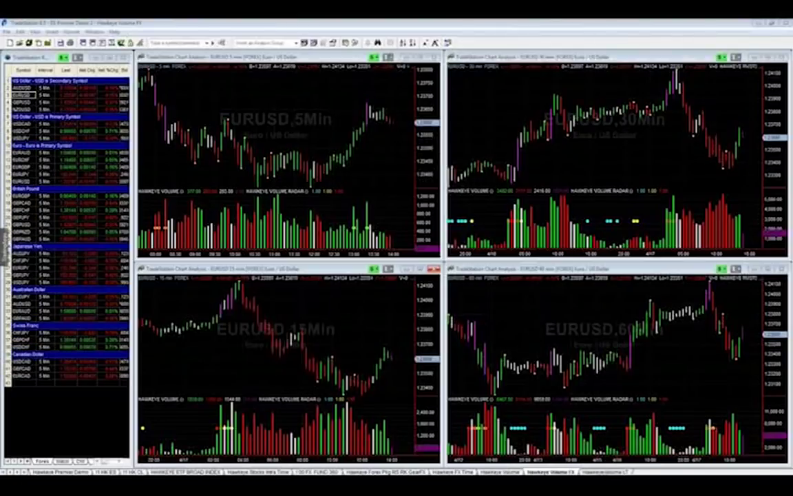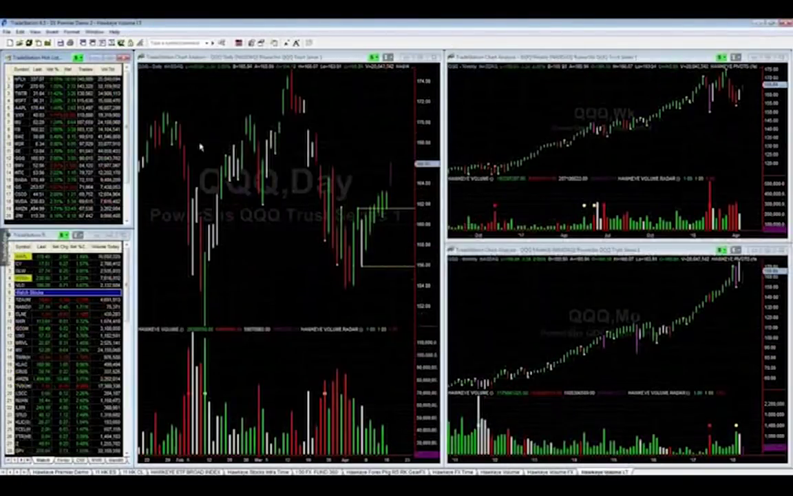These are all short time, but let's look at some longer term time frames. This is the NASDAQ market on a daily, weekly, and a monthly chart.